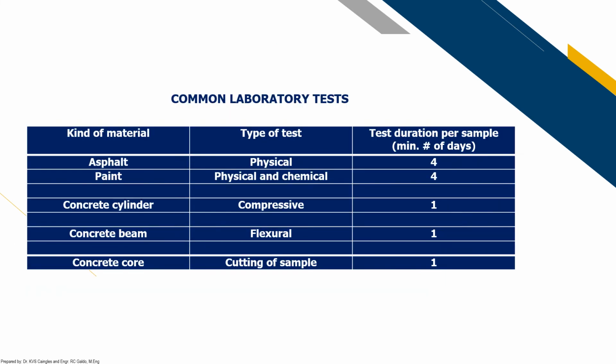Okay, and then for your asphalt, the type of test is a physical test on asphalt, 4 days, and also the physical and chemical test on paint, 4 days minimum. For the determination of the compressive strength of your concrete cylinders, it is just 1 day. The same goes for the flexural test or flexural strength determination of your concrete beam, 1 day also, and then the cutting of sample of concrete core, 1 day also.